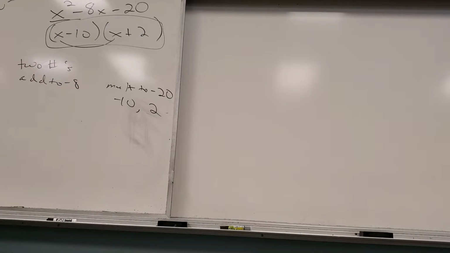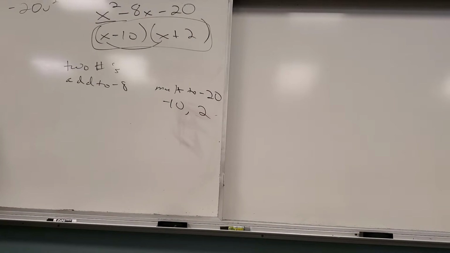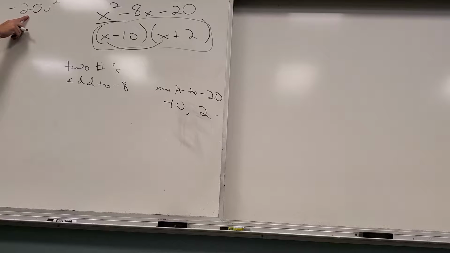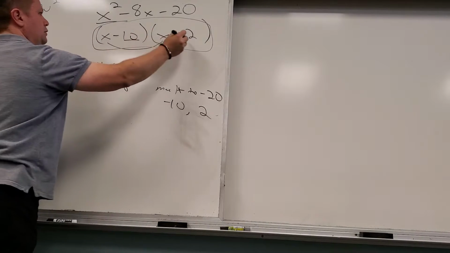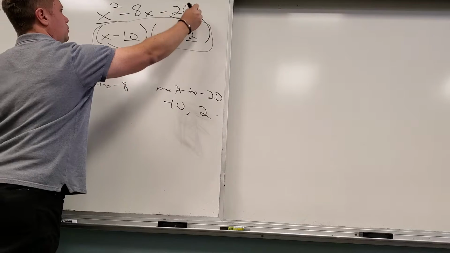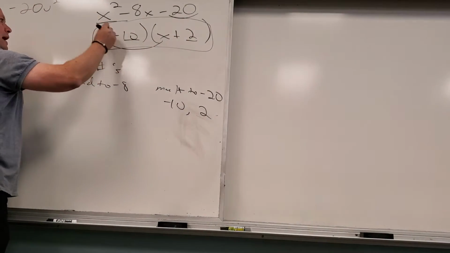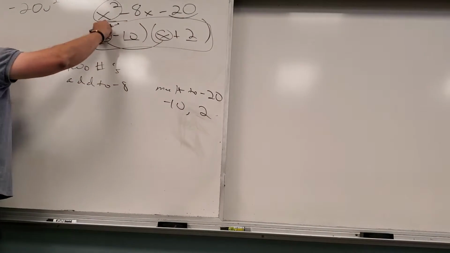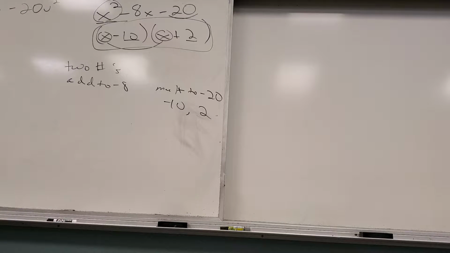My argument is that it's the same way. The numbers are the same now, right? Why did I put 10 and 2? Because I just had to make negative 20. Why did we put x and x? Because there's an x squared. So here, I've got the numbers figured out. What has to go here and here?